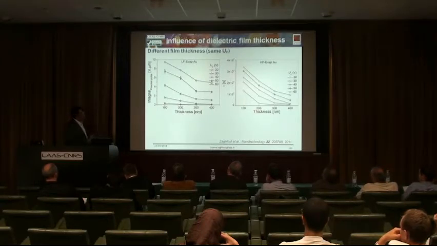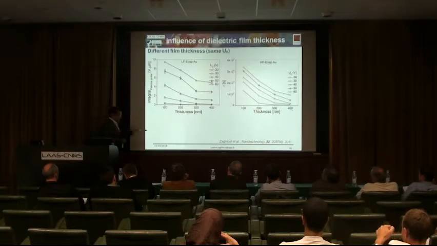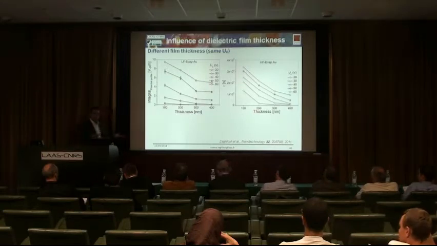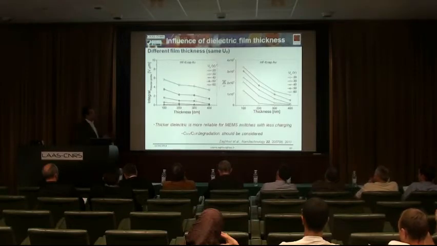What about the decay? As you can see here, increasing the thickness results in decreasing the decay time constant. So this means if you have a specific actuation voltage and you have a thinner dielectric and a thicker one, the thicker will have less injected charge density and a faster discharging process. That's why we say that a thicker dielectric is better for reducing the charging in MEMS.